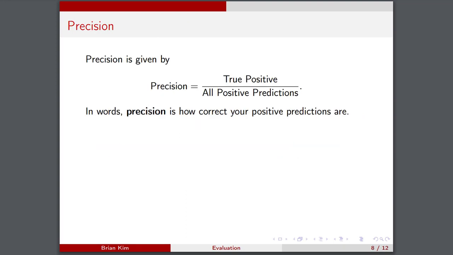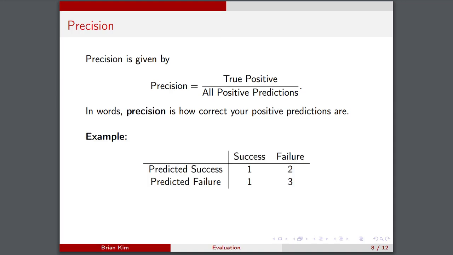So what else should you use? Well, this is one possibility. Precision is given by the true positives over all positive predictions. In other words, precision is how correct your positive predictions are, right? So in our example, we have predicted success. We predicted 3 total successes. And we saw that one of these three successes was actually a success, right?